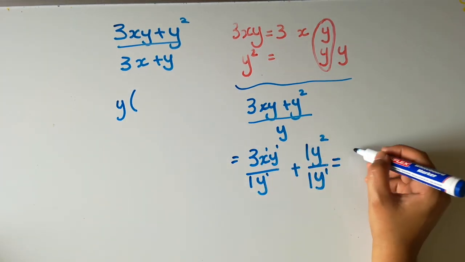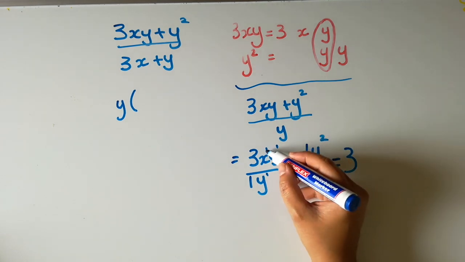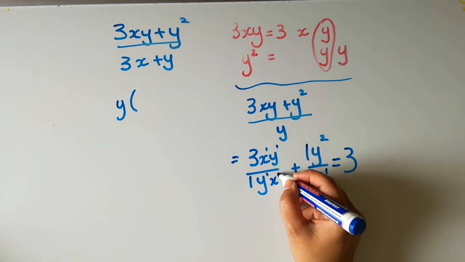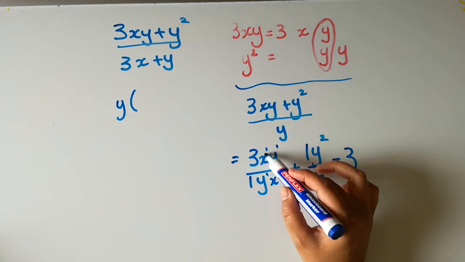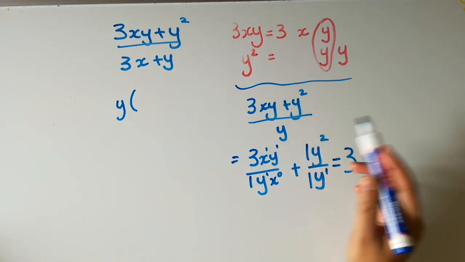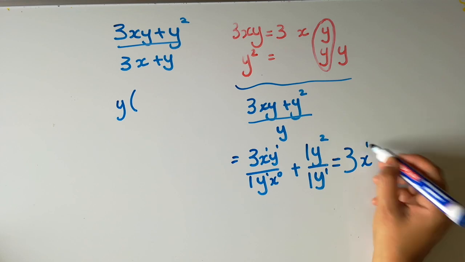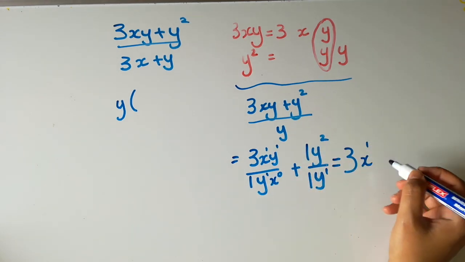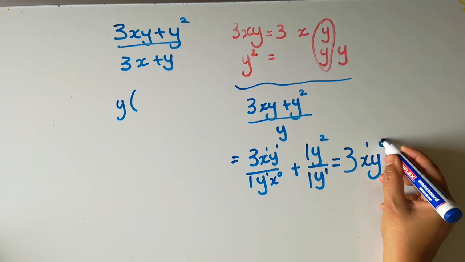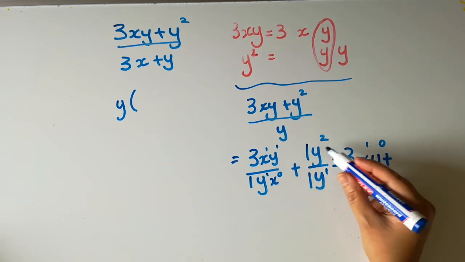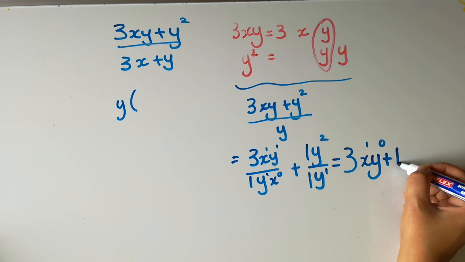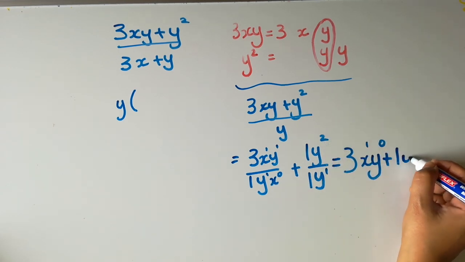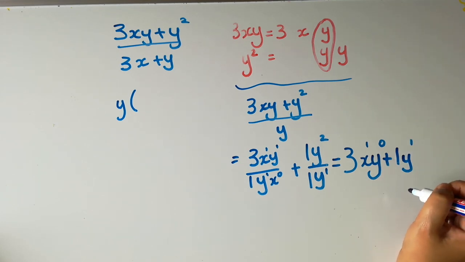3 divided by 1 is 3. X to the power 1. There is an x over here. It's an x to the power 0. So x to the power 1 divided by x to the power 0 will give me x to the power 1. Y to the power 1 divided by y to the power 1 will give me y to the power 0. Plus 1 divided by 1, 1. Y to the power 2 divided by y to the power 1 will give you y to the power 1.